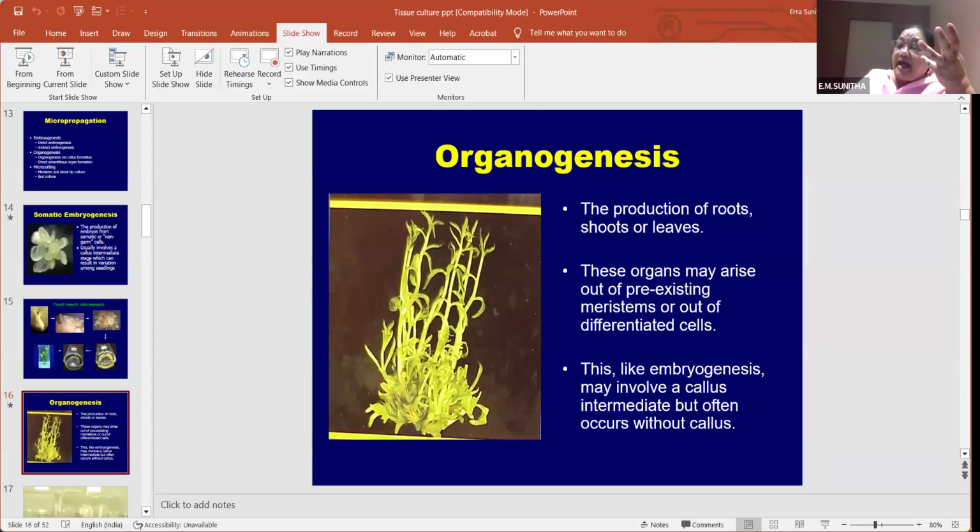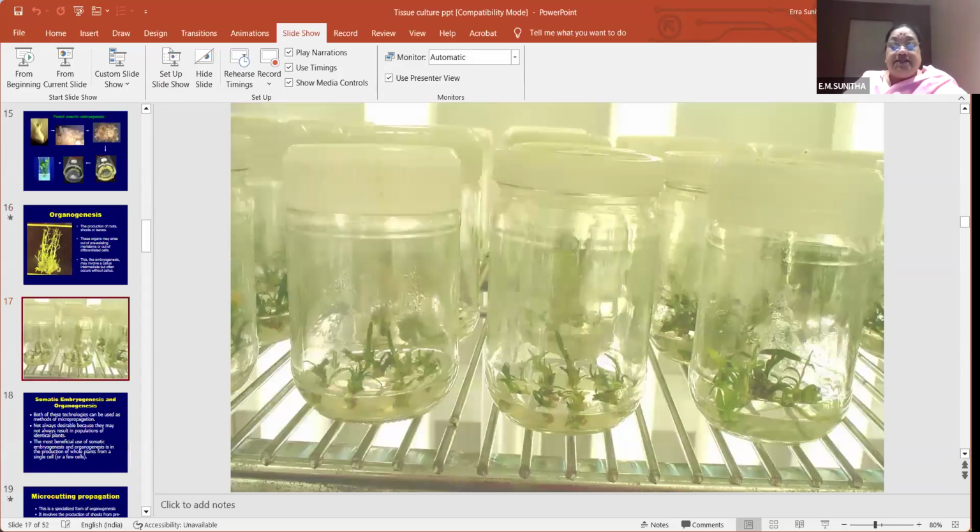So it can come directly from the explant and pre-existing meristems, or without differentiation, from the explant directly it can come, or it can involve embryogenesis through callus also it can occur. Okay, see these are the direct embryogenesis, direct organogenesis.